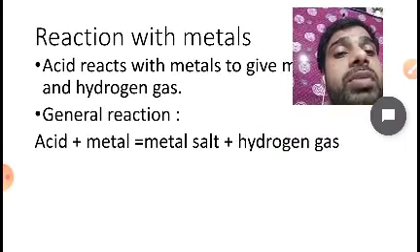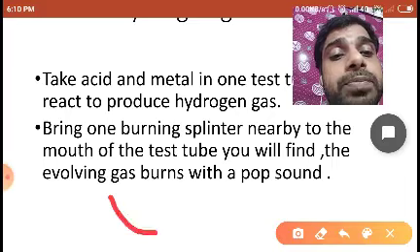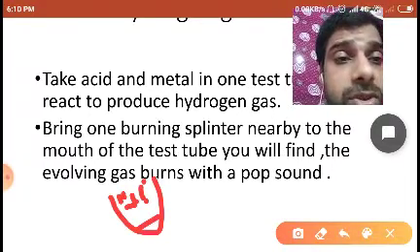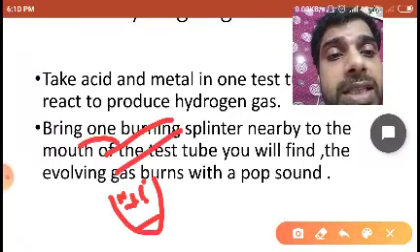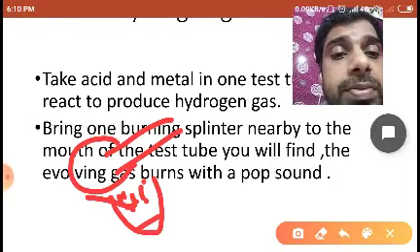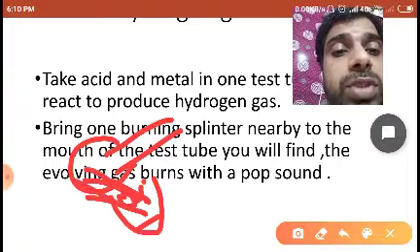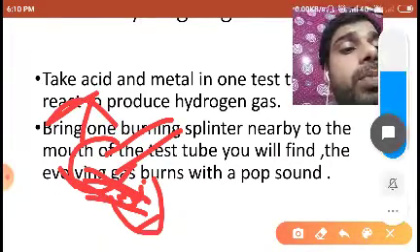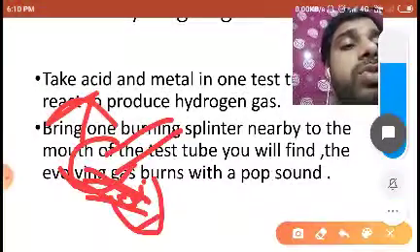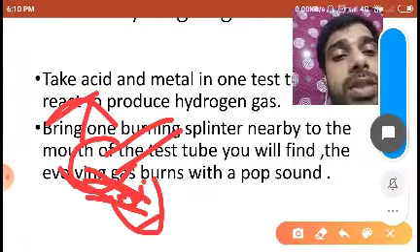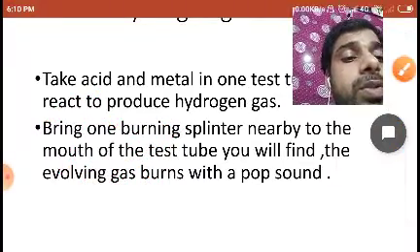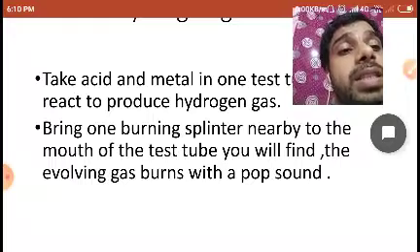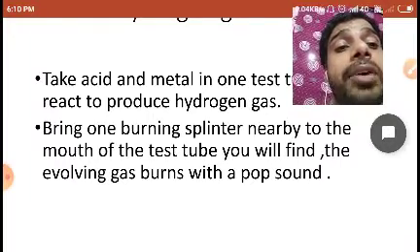So how will you do that? The test tube is there, some gas is evolving. The second procedure is to bring a burning splinter. If the evolving gas passes near this burning splinter, you will see the pop sound. Yes, this is the test. If the pop sound is produced, then you can say this is a test of hydrogen gas.